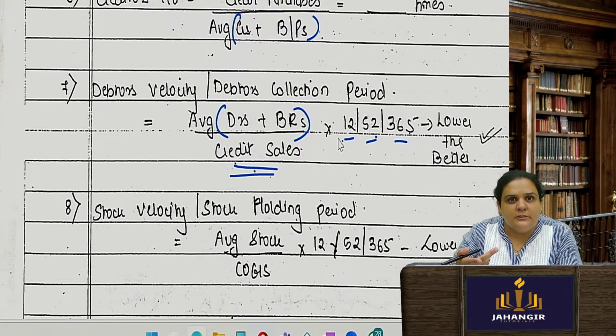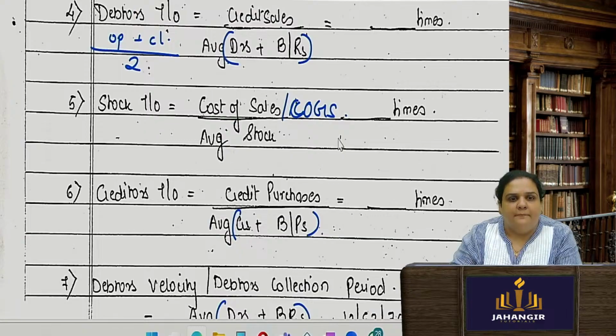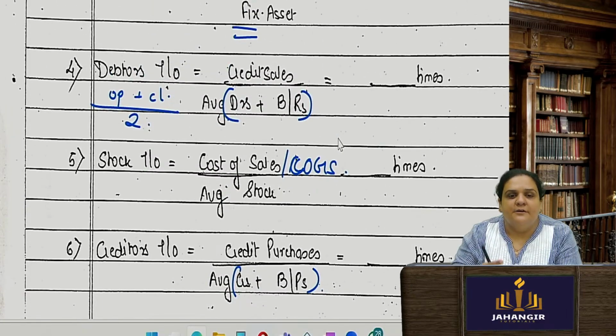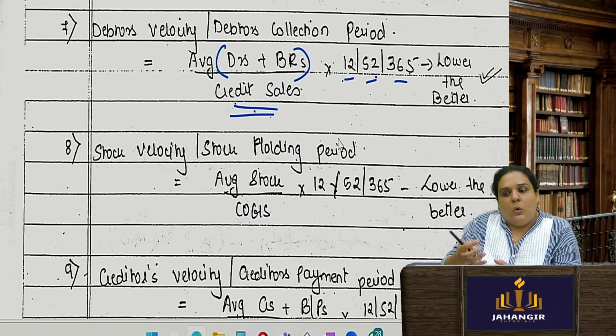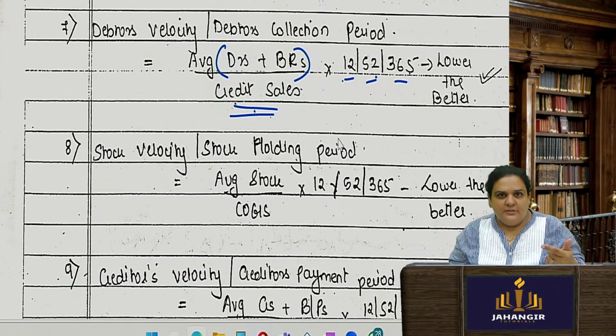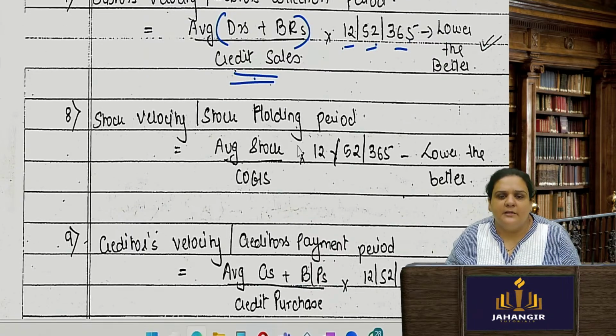I have to just turn the formula. See, it is the reverse: average debtors plus bills receivable upon credit sales. Same is the stock holding period: for how many days I keep the stock in the company before selling. So again, reverse. Average stock upon your COGS into 52 or 365, whatever is given in the question.